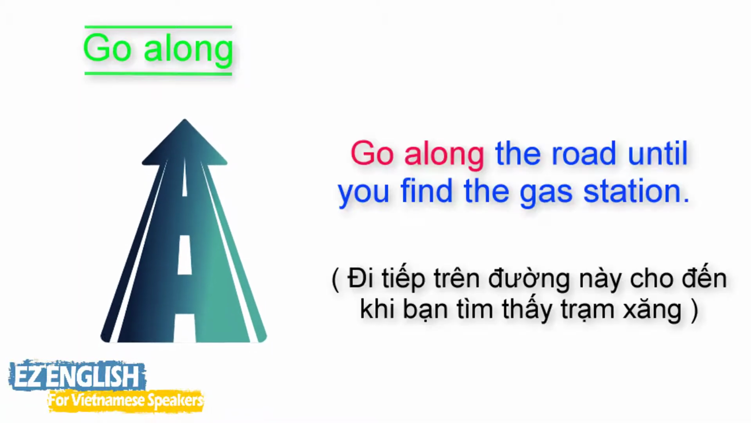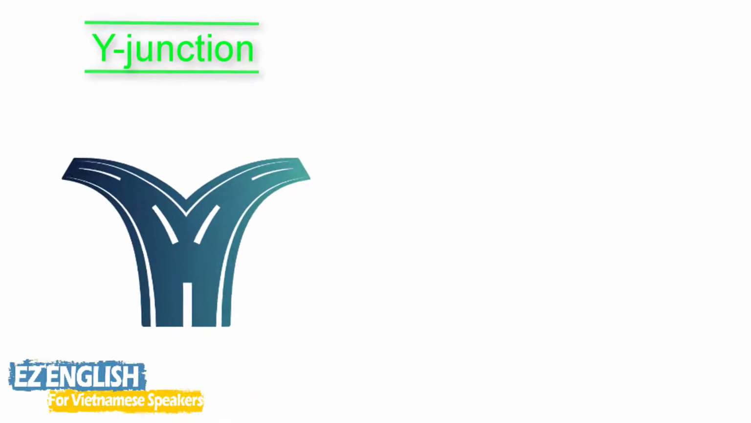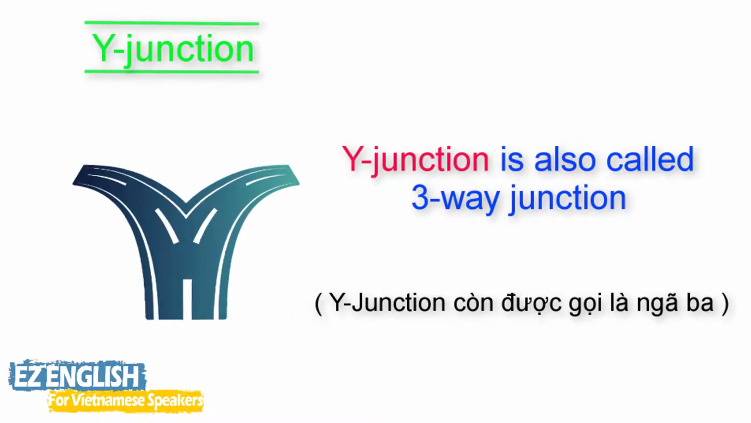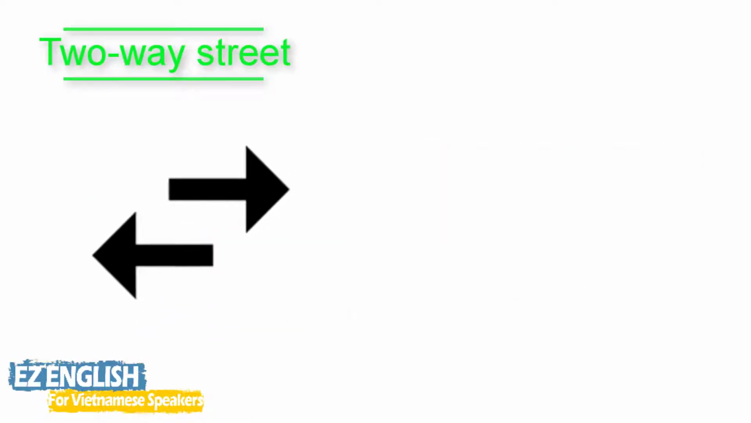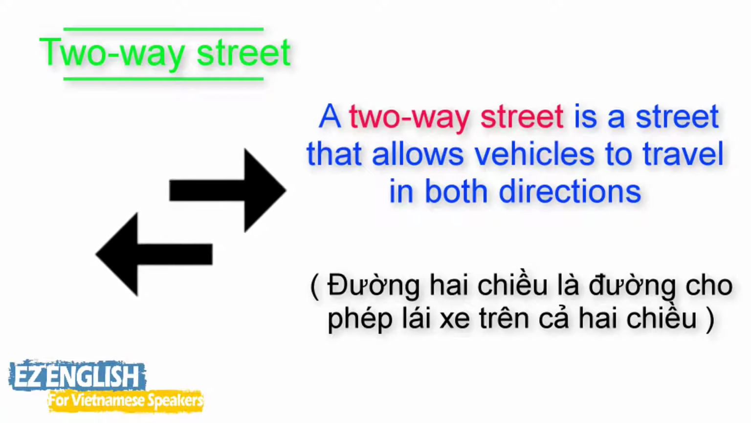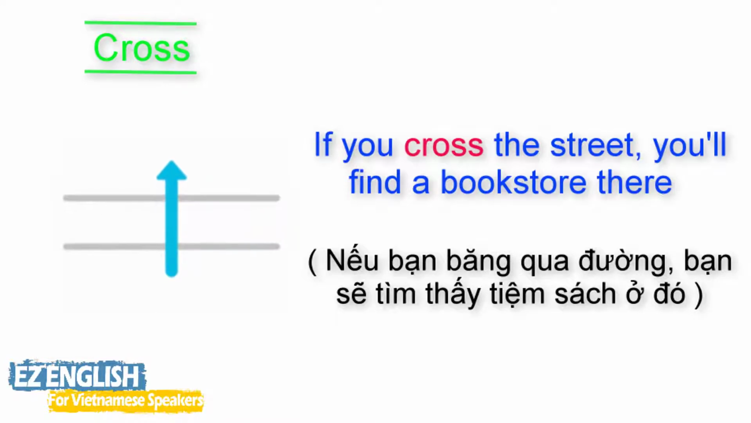Go along the road until you find the gas station. Y junction is also called three-way junction. Two-way street. A two-way street is a street that allows vehicles to travel in both directions. If you cross the street, you'll find a bookstore there.